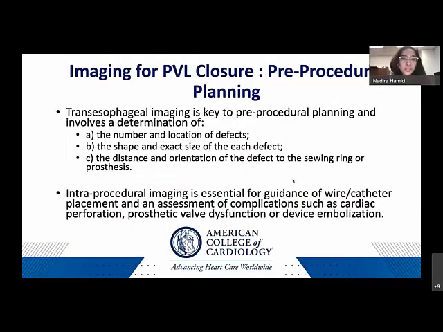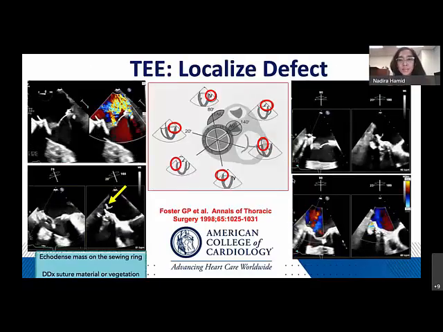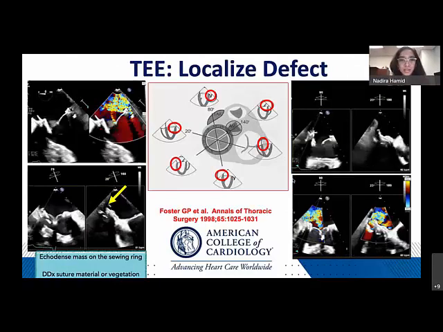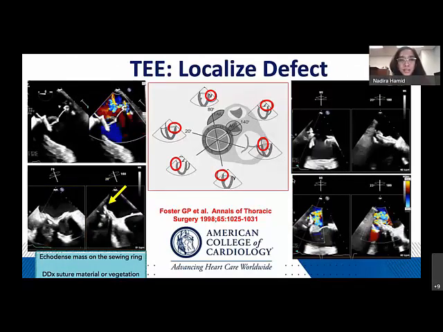For pre-procedural imaging for paravalvular leak closure, really the key is to locate and to find the number of defects. You want to identify the shape, the exact size of each of these defects, the distance, and the orientation of the defect to the sewing ring of the prosthesis. So really, the first step is the 2D and color Doppler of TEE to localize the defect.